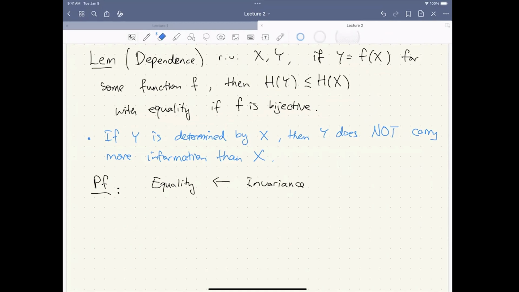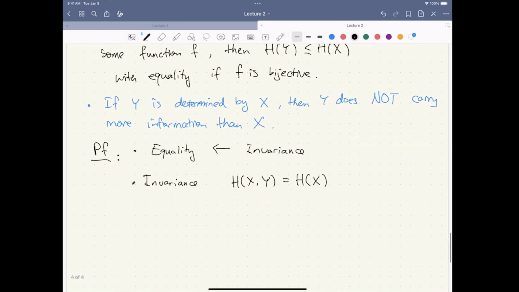Again, by invariance, let's recall. We can find a bijection between the joint random variable (x, y) and x. So H(x, y) is the same as H(x), if you recall the invariance axiom. Okay, this is the axiom we know from the hypothesis.